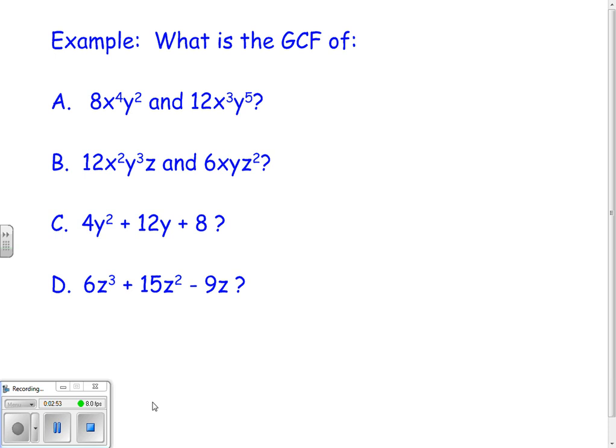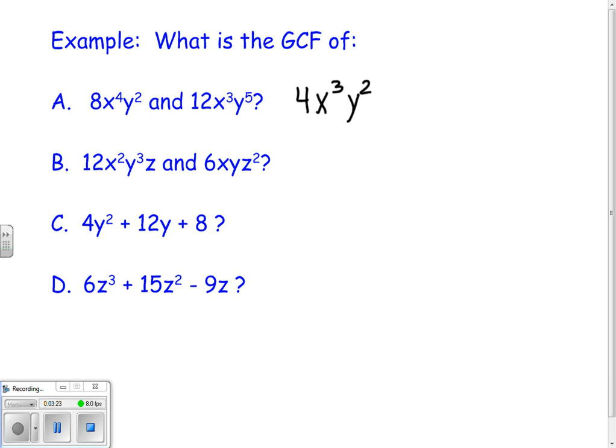So I'm going to do the 8 and the 12 first. The biggest number that an 8 and a 12 share in terms of multiplication is a 4. Now I have an x to the fourth and an x cubed. So between the two of them, the lowest number is an x cubed. I have a y to the second and a y to the fifth. The lowest is a y squared. So when it comes to a GCF, you're looking for the lowest number present for each variable.